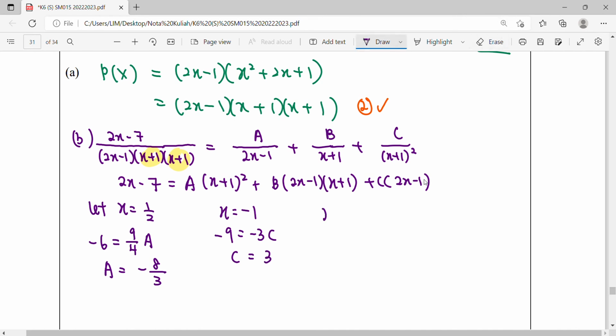Lastly, any random value, because we have run out of roots from the factors. So finally, for the last one, any random value will do. I put in 0. So here, negative 7. A I already have, so substitute. 0 plus 1 squared is 1. Then for B, 0 minus 1 times 1, 0 plus 1. C is 3. Put 0 here, minus 1. Simplify.